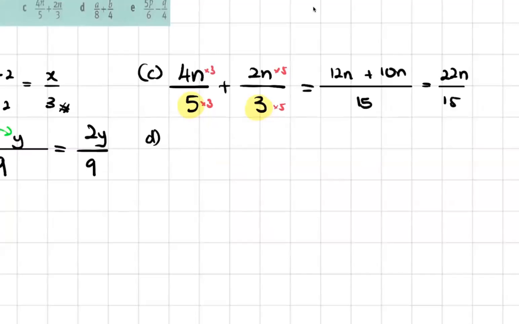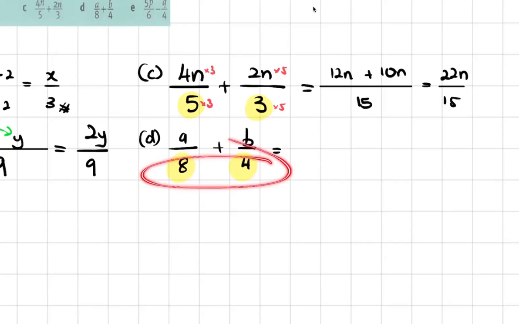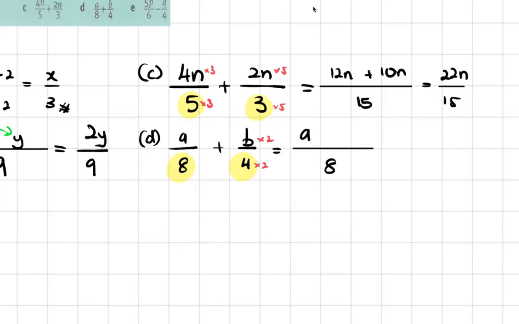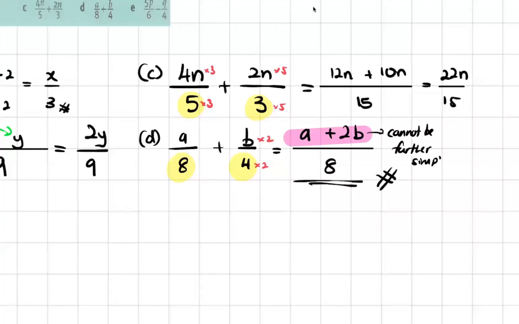Okay, let's look at D. What if we have different unknowns? a over 8 plus b over 4. Yes, we cannot add them together per se, but we can simplify them by putting them into one fraction. For 8 and 4, the lowest common multiple will be 8. So I just need to change this to 8. I will get a, which remains as it is, plus 2b. And this will be the final answer, since we cannot do anything here. It cannot be further simplified. This is your final answer.